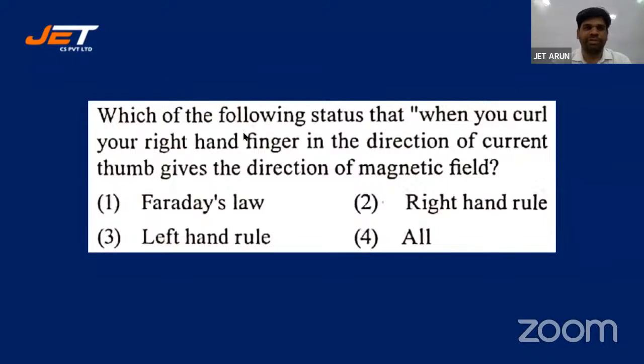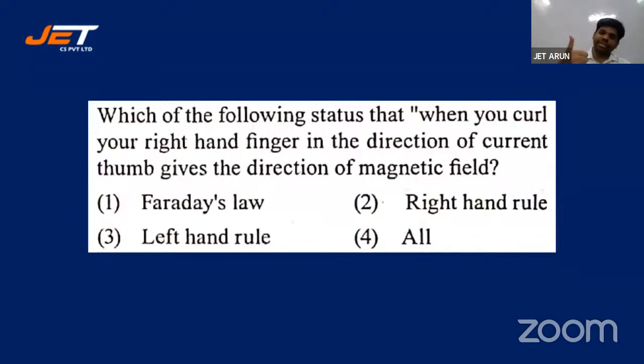Be quick, students. Which of the following states that when you curl your right hand fingers in the direction of the current, the thumb gives the direction of the magnetic field? Faraday's law, right hand rule, left hand rule, all. Question లోనే ఉంది, right hand fingers అని చెప్పారు. So you are curling your right hand fingers along the current in the coil. Your thumb direction gives me the direction of the magnetic field at the center of the coil. So that is right hand rule.